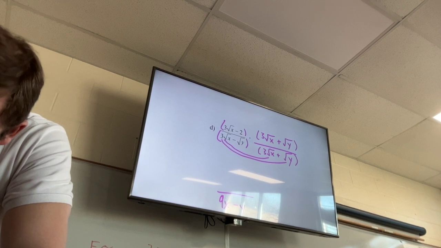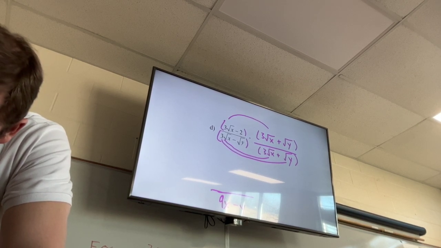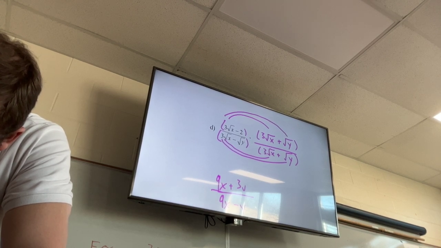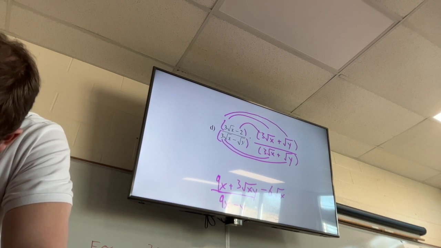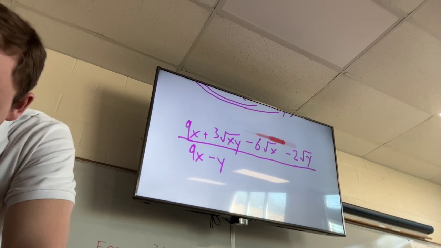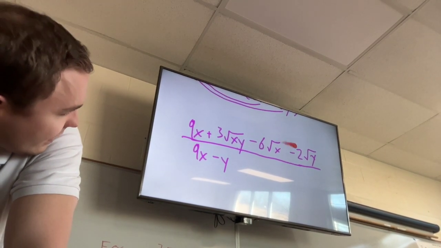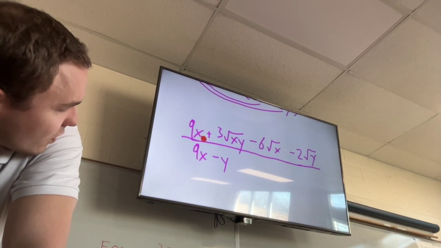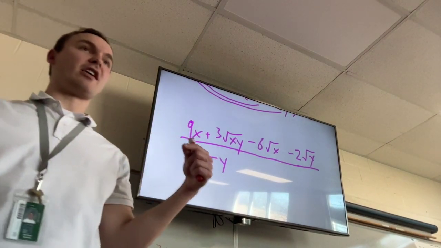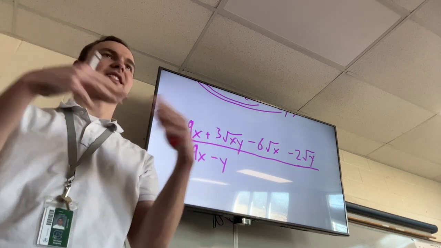On the top, we're going to have 3 root x times 3 root x, which we just said is 9x. Outer is going to be plus 3 root xy. Inner is going to be minus 6 root x. Last is going to be minus 2 root y. And that's it. None of these terms in my numerator are like each other. Why is that? None of them have identical square roots. There's a root y, there's a root x, there's a root xy, and there's an x. For them to be like terms, they have to have the same variables with the same radical symbols. The same everything.